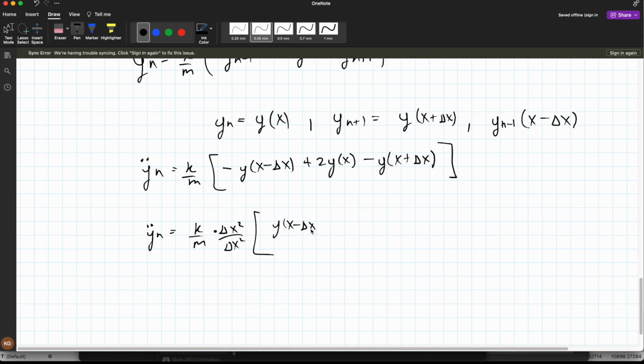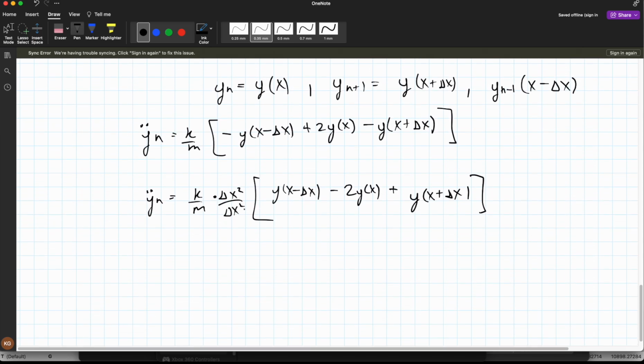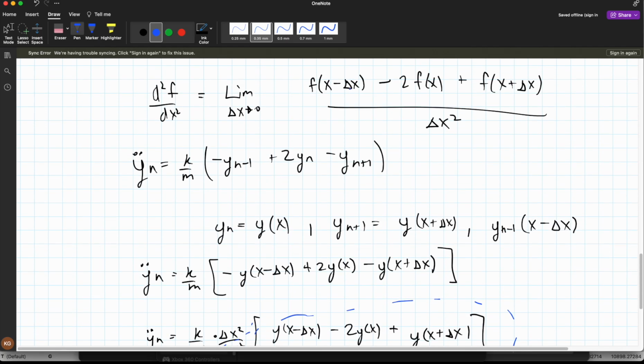y of x minus delta x, minus 2y of x, plus y of x plus delta x. And oh no, what do you know? We got the second derivative here. So this little factor is exactly this factor.